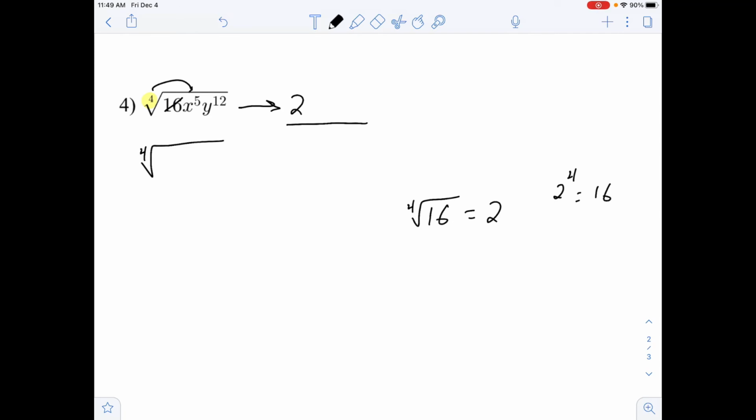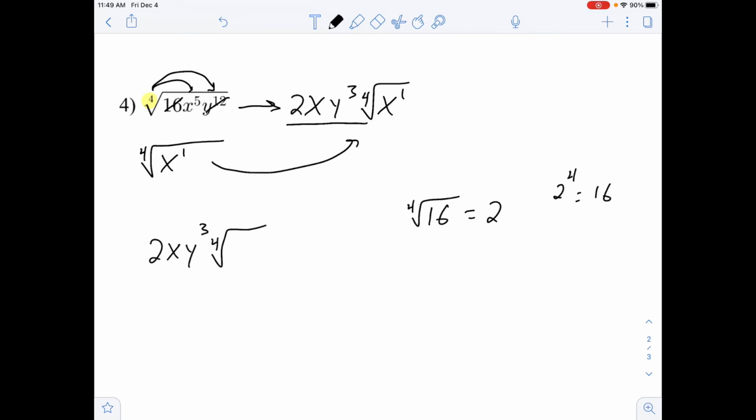All right, then we say how many times does 4 go into 5? It goes in once, and there'll be 1 remainder. There's 1 left over. Then we say how many times does 4 go into 12, which is 3 times, so y to the 3rd comes out, and there's no remainder, so the whole thing comes out. So the only thing that's staying is this, the 4th root of x to the 1st. So then we can just say 2xy to the 3rd, 4th root of x is our answer.